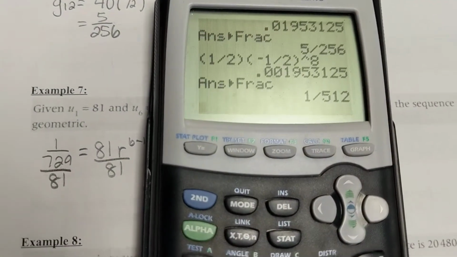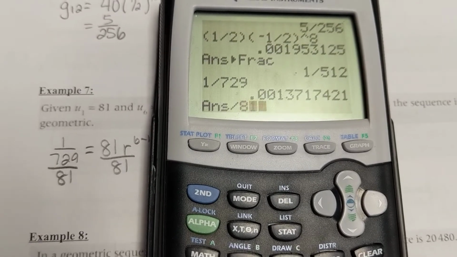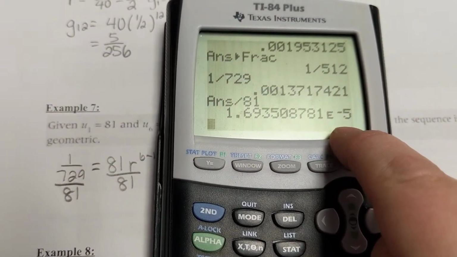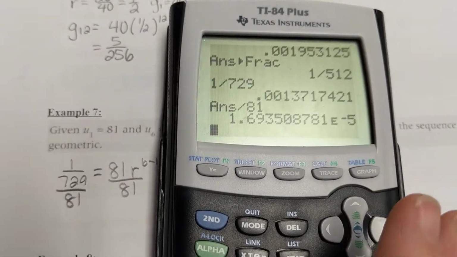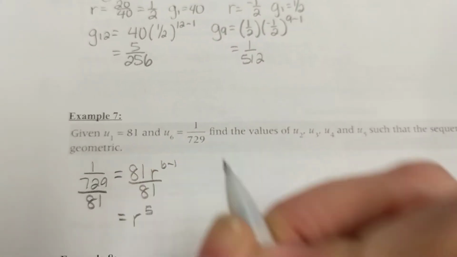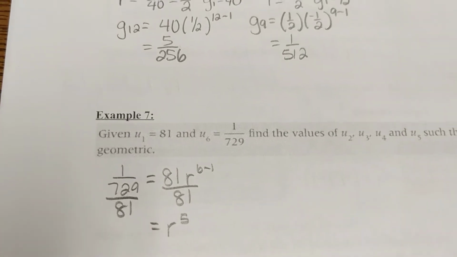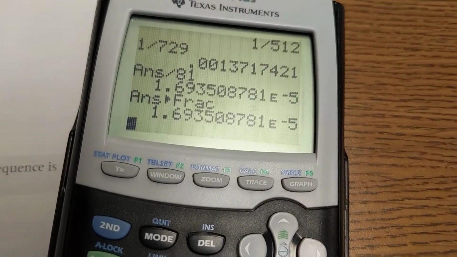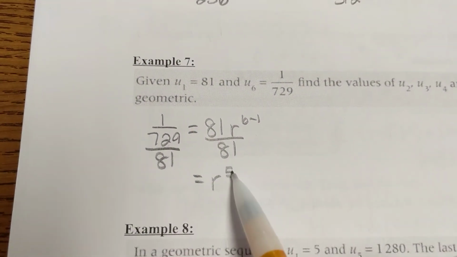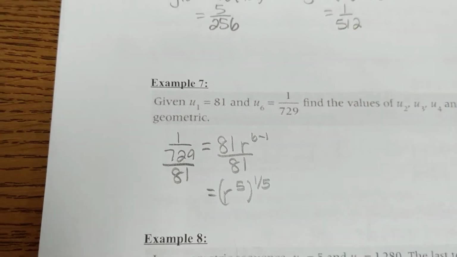And I'm going to get a ridiculous fraction here. 1 divided by 729 divided by 81. Ridiculous. That's scientific notation. That's 0.0000169. And so we get that is equal to r to the 5th power. And I don't even think, yeah, if I hit math fraction, it won't actually even give it to me as a decimal. But I'm going to leave it in my calculator because now I know to get rid of a 5th power, I have to do a 5th root, or to the 1/5 power.